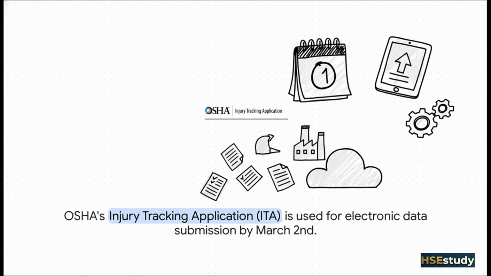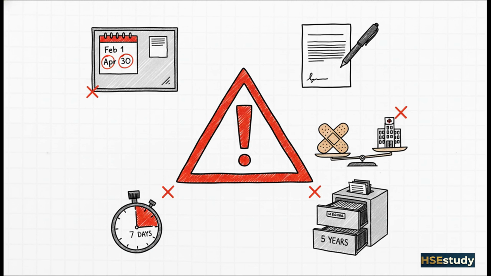This is required for larger establishments with 250 or more employees, and also for smaller ones, from 20 to 249 employees, if they're in one of those designated high-hazard industries. And that submission deadline is March 2nd every year. And this brings us right back to where we started. If you want to avoid that huge fine, you've got to avoid these common mistakes.